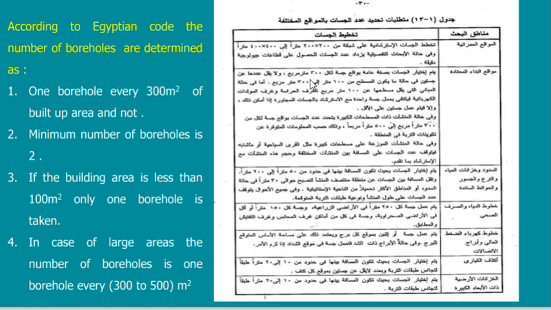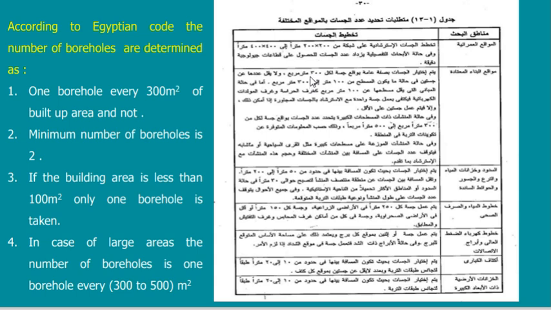Suppose your building is only 300 square meters. Are you going to take one borehole? No, the code says minimum 2 boreholes per building. So if I have a building that is 200 square meters, I will take 2 boreholes. Because it's only one building, I need at least 2 boreholes to depend on it.